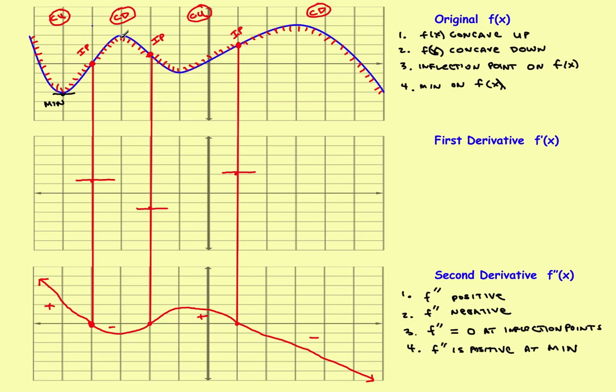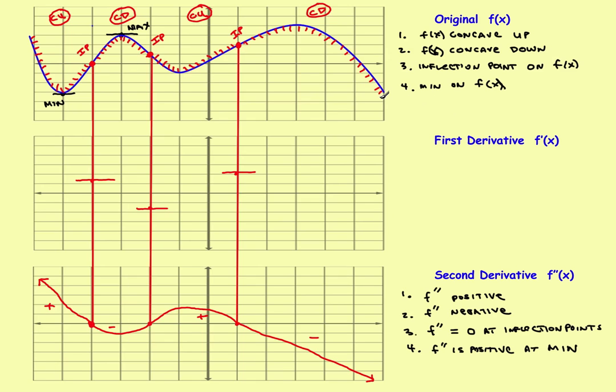Now, let's take the next possibility. Suppose you had a local maximum. So here is a local maximum right here. So there is a maximum. Where the original function hits a maximum, that occurs where the second derivative is negative.